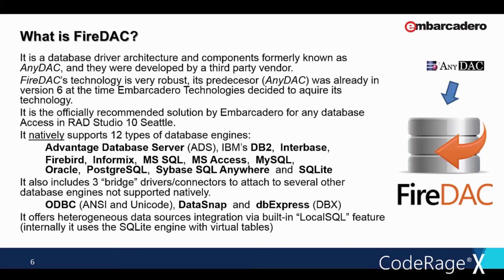It natively supports 12 types of database engines: Advantage Database Server, IBM's DB2, Interbase, Firebird, Informix, MS SQL, MS Access, MySQL, Oracle, PostgreSQL, Sybase SQL Anywhere, and SQLite. It also includes 3 bridge drivers or connectors to attach to several other database engines that are not supported natively. These are an ODBC in both ANSI and Unicode support, DataSnap, and the dbExpress bridge. It offers heterogeneous data sources integration via built-in local SQL feature, which is internally using the SQLite engine with its virtual tables feature.